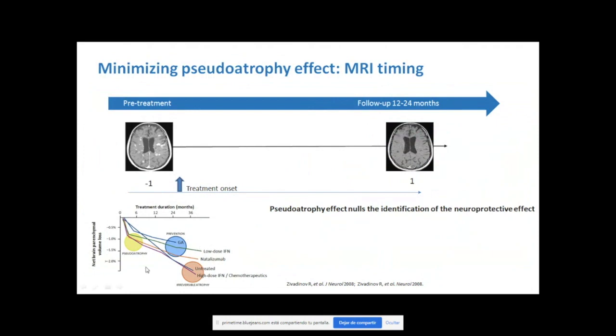And we know, as nicely shown in this cartoon from Sivadinov, that during the first 6 months after the onset of treatment with an anti-inflammatory effect, there is an acceleration of brain volume loss in patients treated with a highly anti-inflammatory drug. Then, after these first 6 to 12 months, there is an opposite effect. Those patients treated with these drugs have a reduction in brain volume loss compared to patients receiving placebo. These are data taken from different clinical trials.